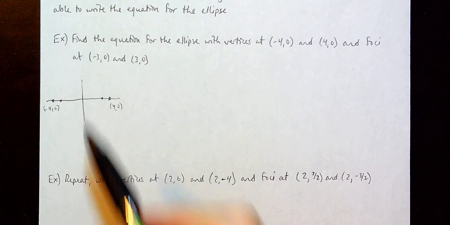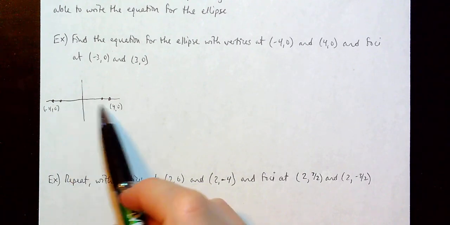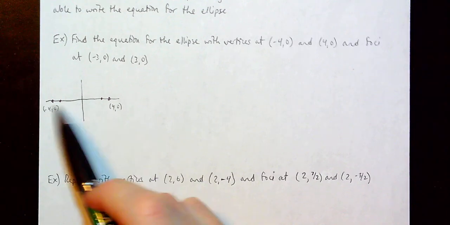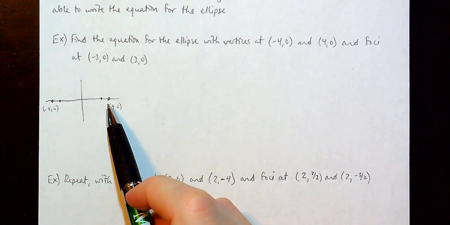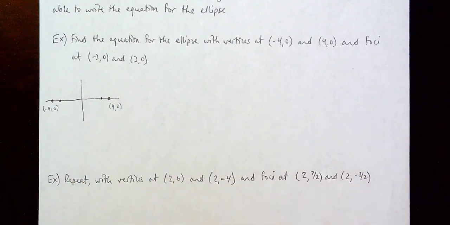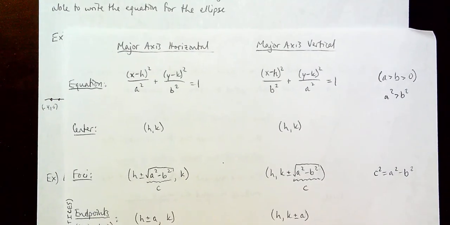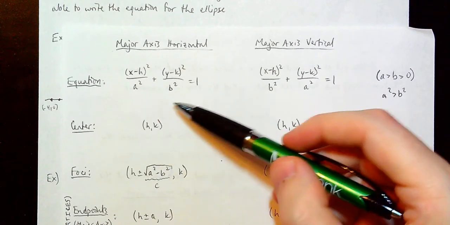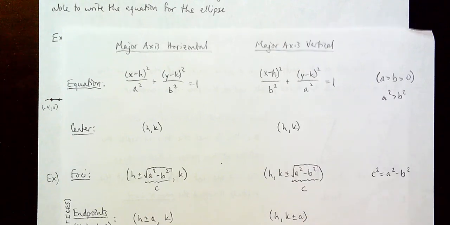We know that the major axis is the line segment that has the vertices as its endpoints. This major axis is going to be horizontal, so we know that the equation for an ellipse that has a horizontal major axis is going to look something like this: (x minus h) squared over a squared plus (y minus k) squared over b squared is going to equal 1.